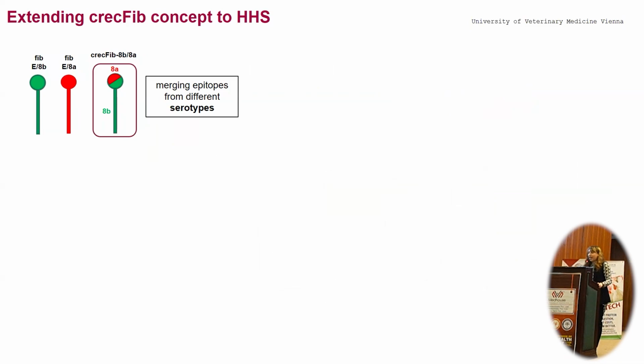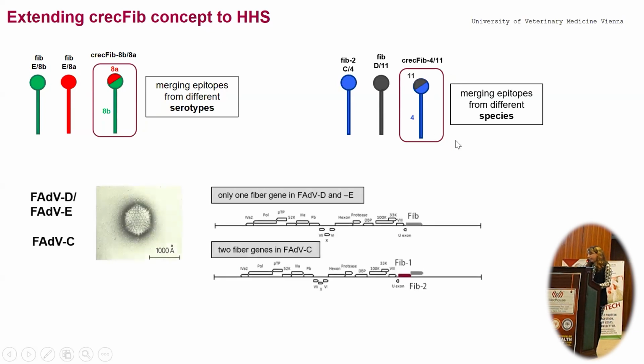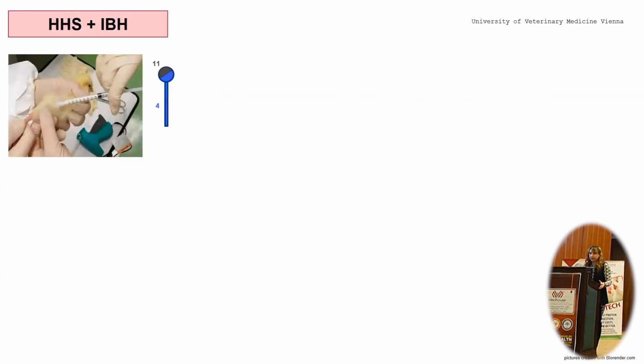So we decided to extend the concept of the chimeric fiber to see if we could include protection against HHS. What we did before was merging epitopes from different serotypes but belonging to the same species of Fowl Adenovirus E. What we wanted to do now is to merge serotypes from different species. We took serotype 4 and 11, so species C and D, and we made the chimeric fiber for 11. Because we saw before, and we know from the literature, that fiber 2 for FAdV4 is the most successful one, that's what we selected for our chimera.